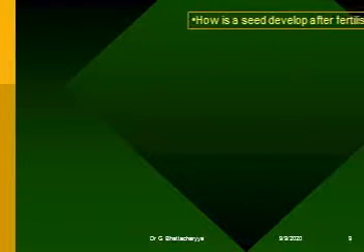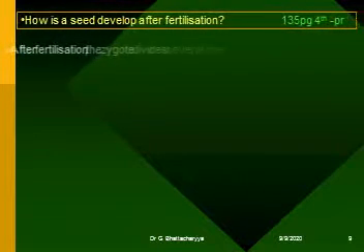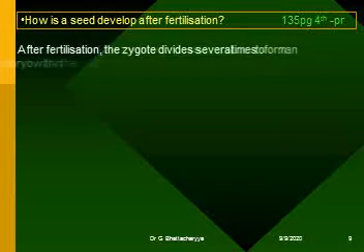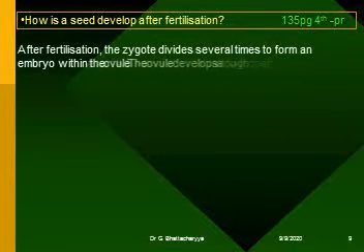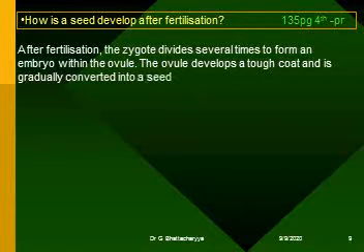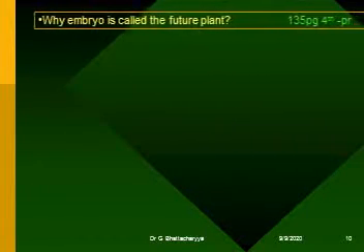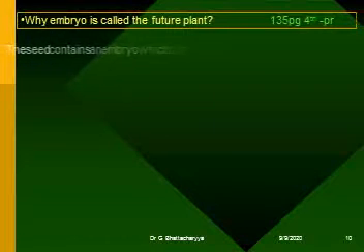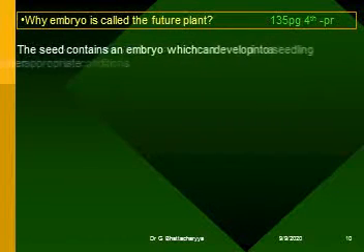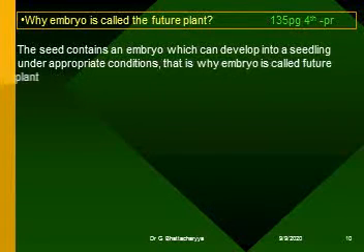How is a seed developed after fertilization? After fertilization, the zygote divides several times to form an embryo within the ovule. The ovule develops a tough coat and is gradually converted into a seed. Why is the embryo called the future plant? The seed contains an embryo which can develop into a seedling under appropriate conditions. That is why the embryo is called the future plant.